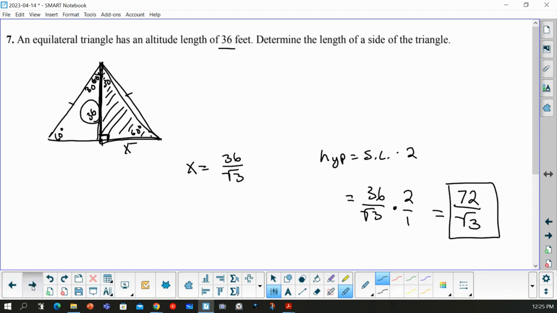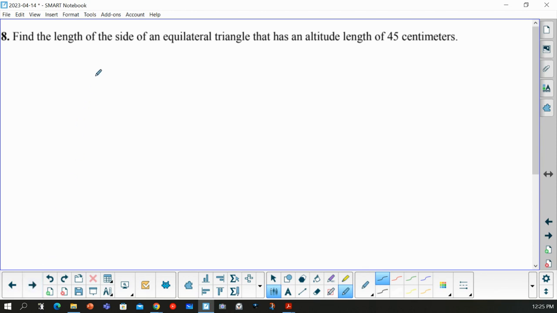One last question on this worksheet. Length of the side of an equilateral triangle that has an altitude length of 45. So basically the exact same kind of question. So I'll save myself some time. Altitude 45, find this. All right, well, first let's find the short leg.